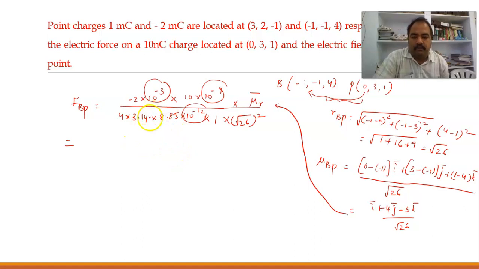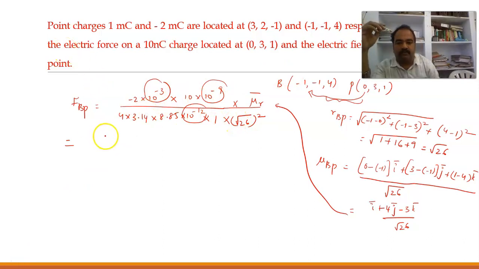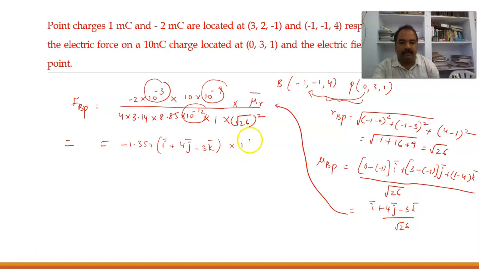So what I'll be getting here is this simplification. The answer is going to be something like this: minus 3 i bar plus 4 j bar minus 3 k bar into 10 to the power of minus 3 newtons.